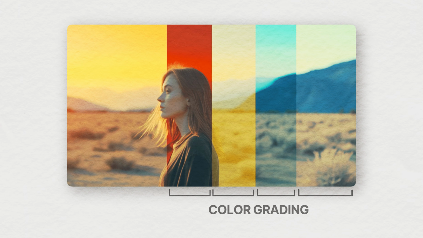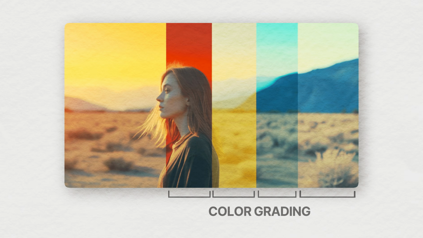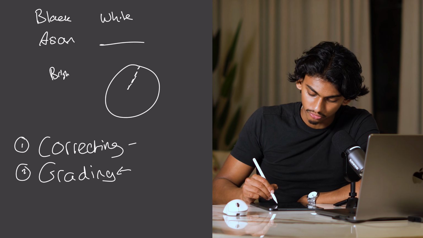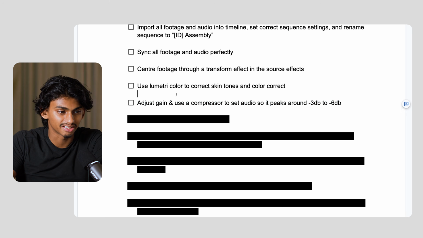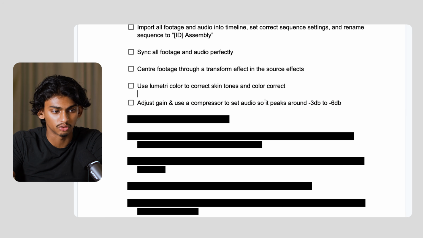The grading is where you specifically decide, oh, I'd like it to have an orange and teal vibe. I want it to have a warm vibe. I want it to look kind of misty. That's where the grading comes in, but it's important you correct first, and grading comes right at the end of the workflow. Next, we want to adjust the gain and use a compressor to set the audio so it peaks around -3 to -6.